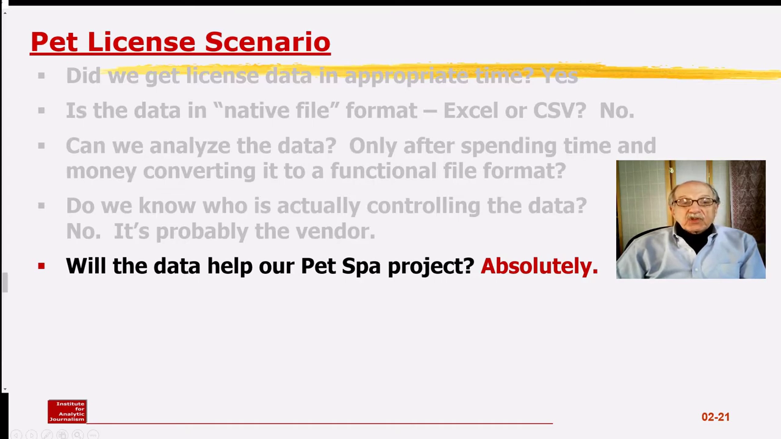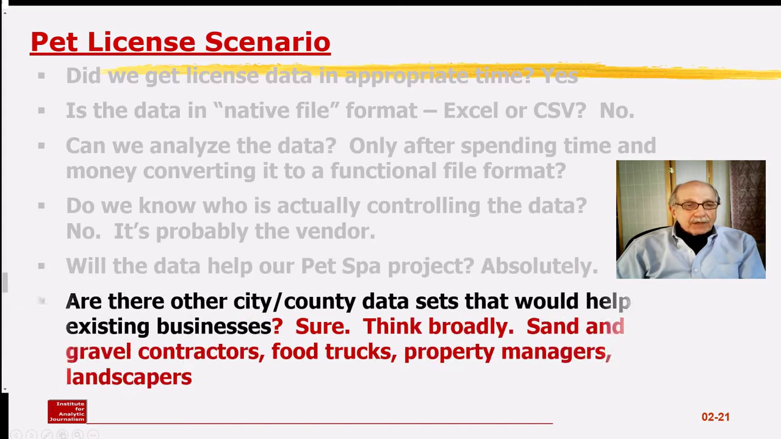That said, yes, it's going to help our pet spa project. We can see breeds, addresses, zip codes, and as we said, even the name of the animal. Finally, I hope this demonstrates the role that people's data can play in economic development. While dog licenses are a limited, focused example, government data, if it is open data, presents an almost infinite resource for a multitude of economic activities.